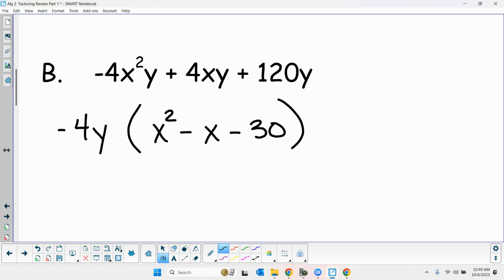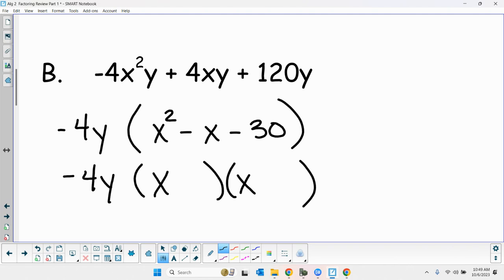I think we already did one like this with the negative 30, didn't we? A is 1, so it's just x times x. Negative 30, so one's plus, one's minus. What factors of negative 30 add up to negative 1? Eli. Positive 5, negative 6. Correct. 5 times negative 6 is negative 30, but 5 plus negative 6 gives you the negative 1.